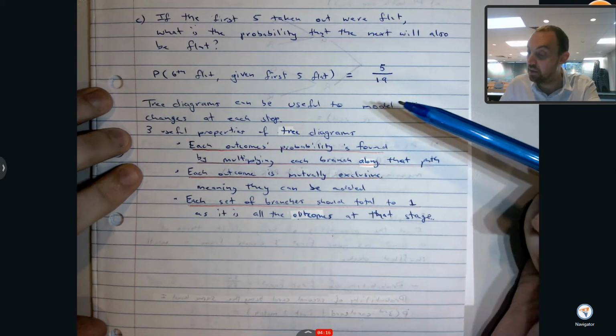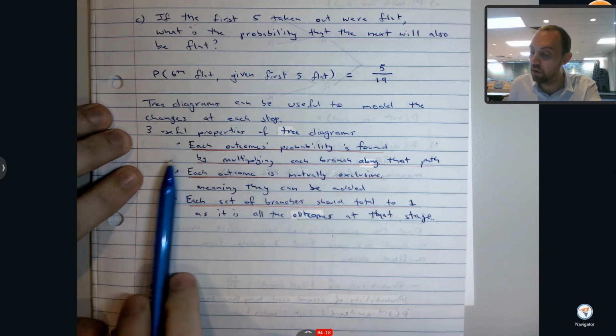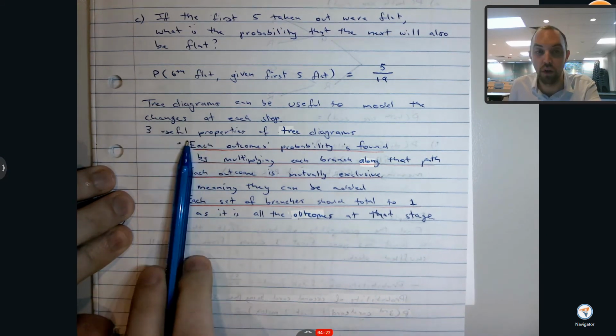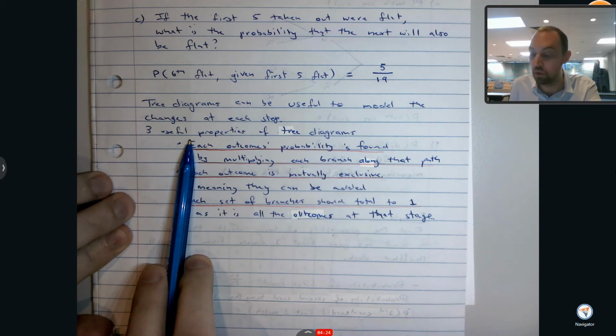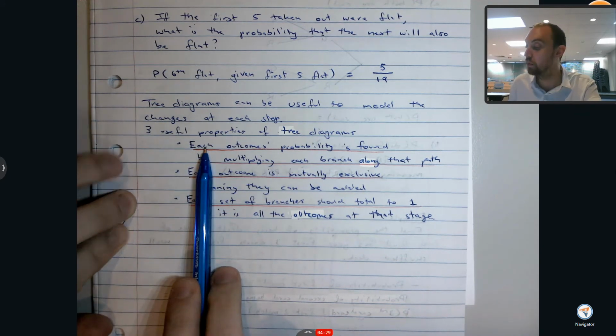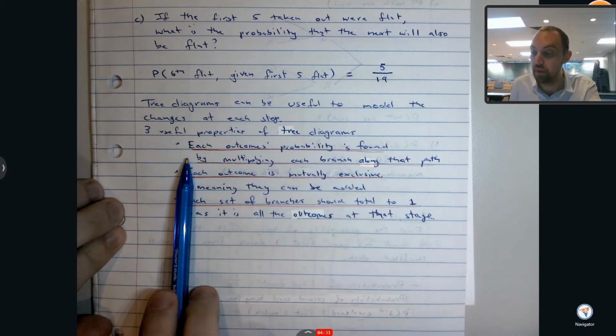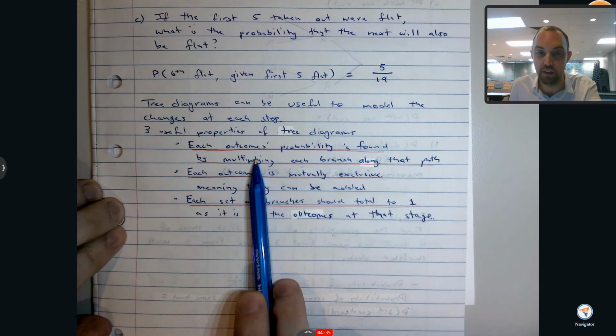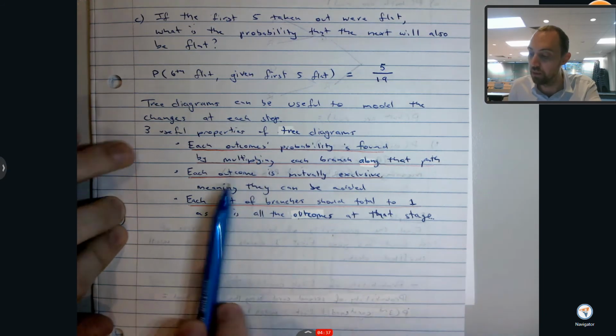So, tree diagrams can be useful to model the changes at each step. Now, with tree diagrams, we've got some properties that are going to be useful that we'll use along the way. Okay. The probability of each outcome is each branch along that path multiplied together. I'll show you in a moment.